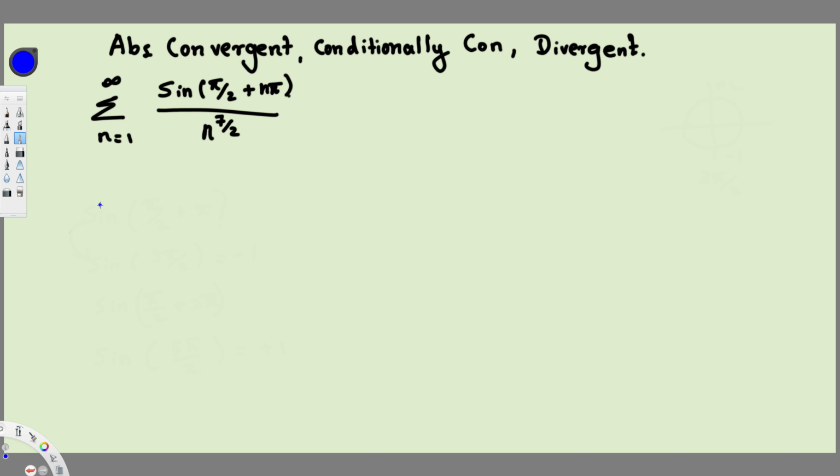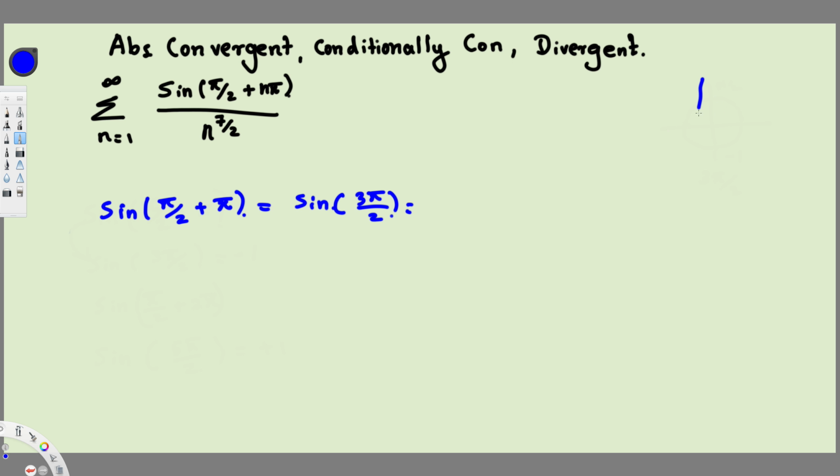So first, sine of 5π/2 plus, instead of n, I plug in 1, since it's going from 1 to infinity. If I plug in 1, this is just π. And this is equal to sine of 5π/2, so this is the same as 2π plus 5π/2. So this is going to be 3π plus 5π/2. And let's see what we get for that.